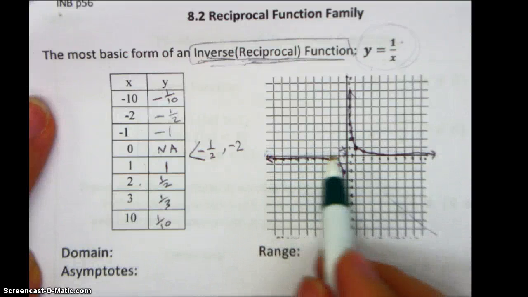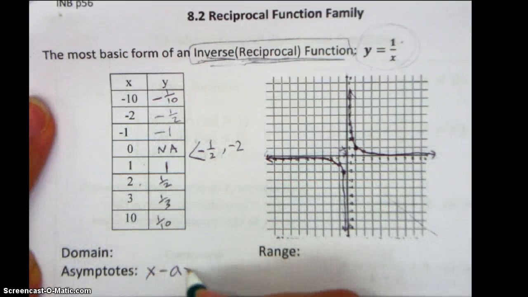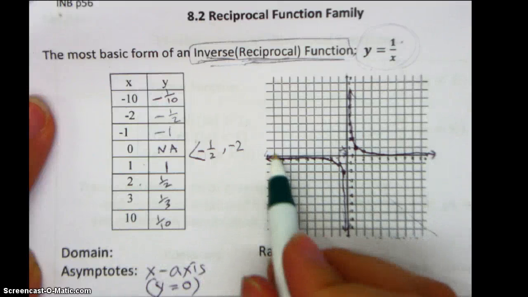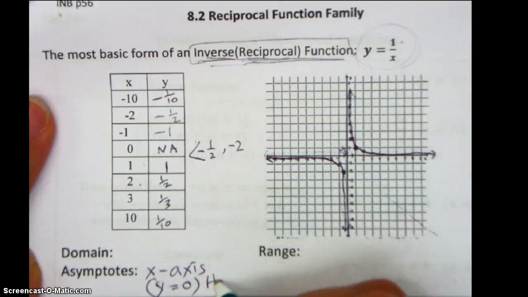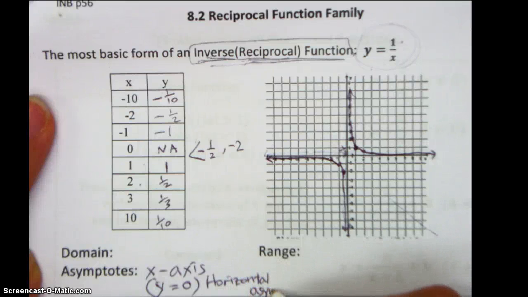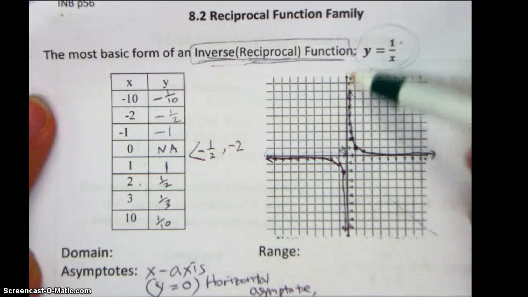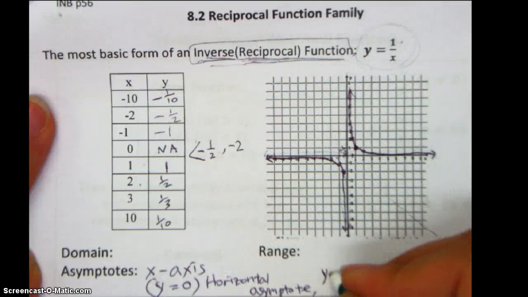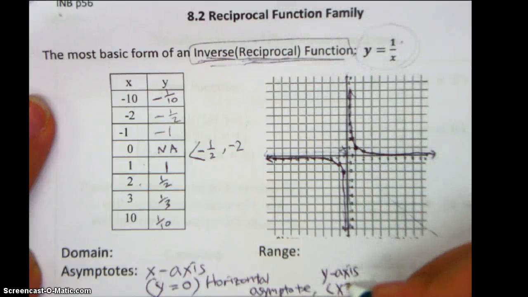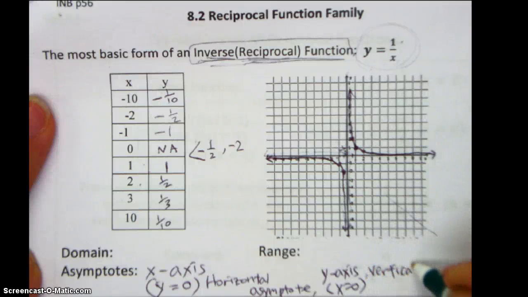So the first asymptote is x-axis, and the equation of x-axis is y equals 0. And that's the horizontal axis. So we call that horizontal asymptote. Another asymptote is this one, vertical asymptote, which is y-axis. And the equation of the y-axis is x equals 0. And because it's vertical, we call it vertical asymptote.